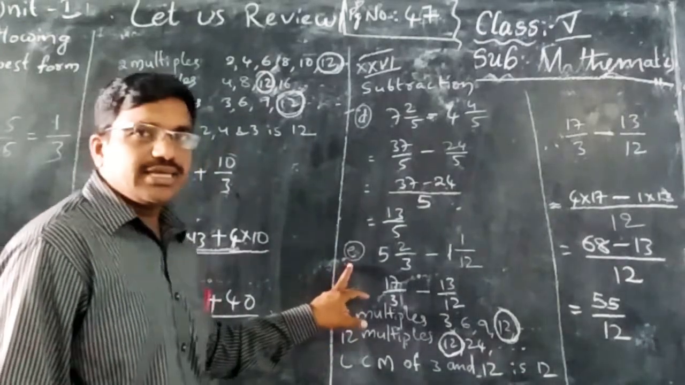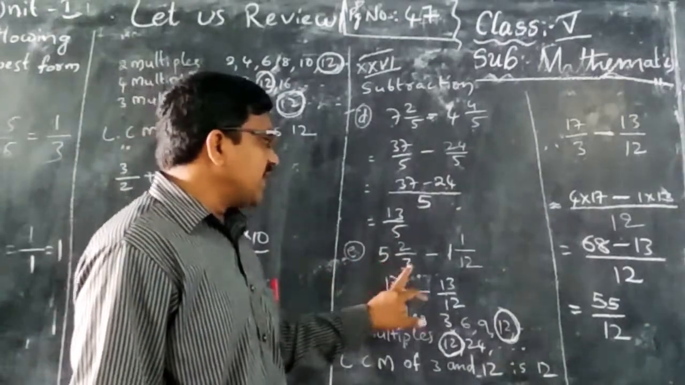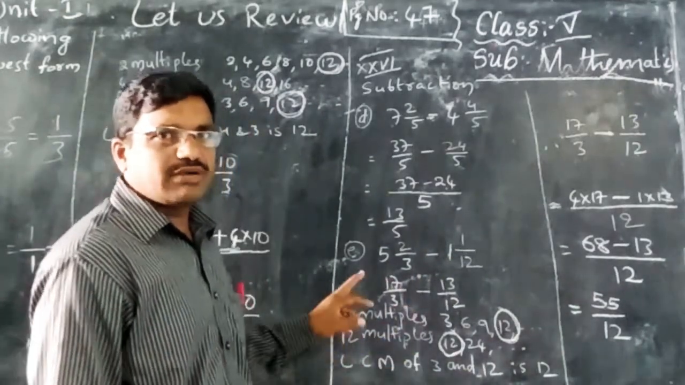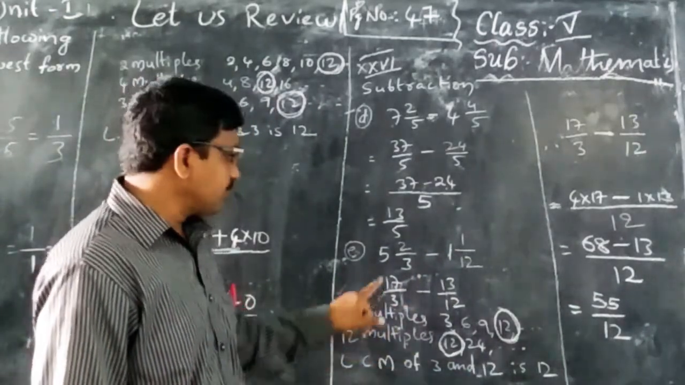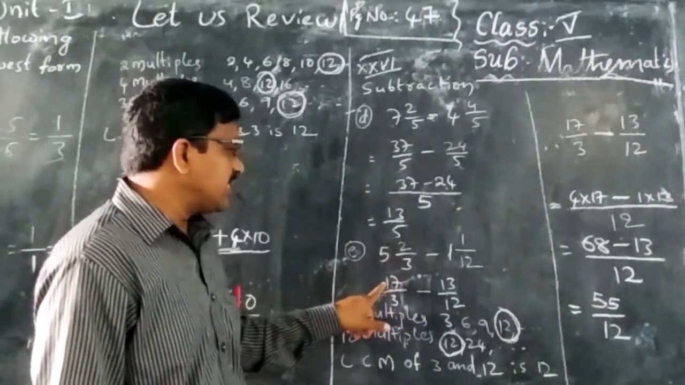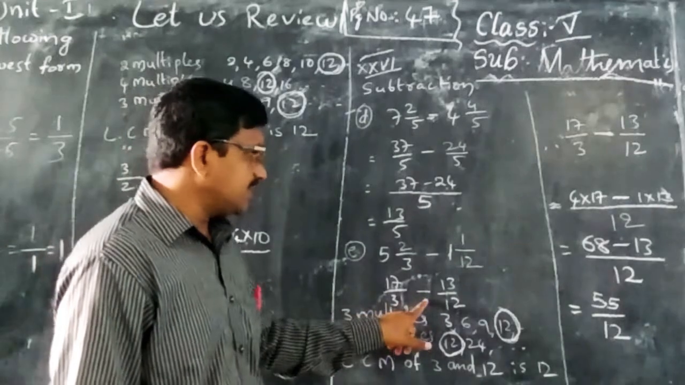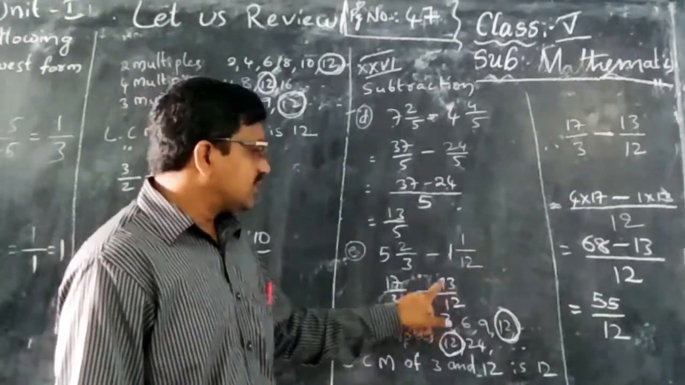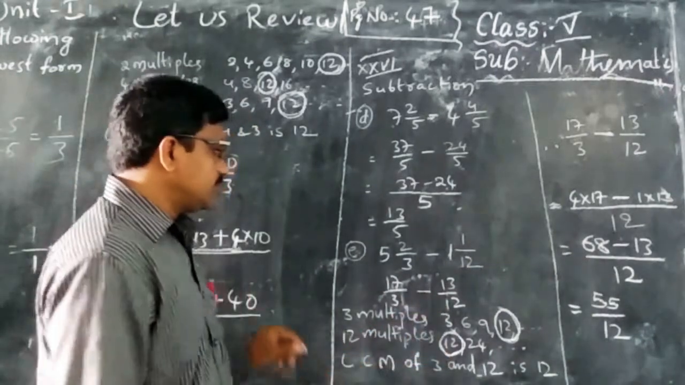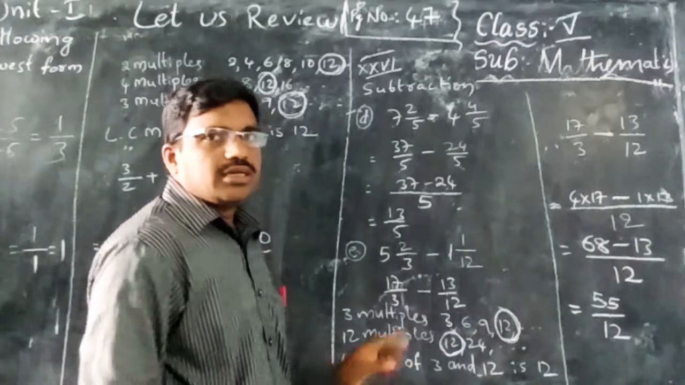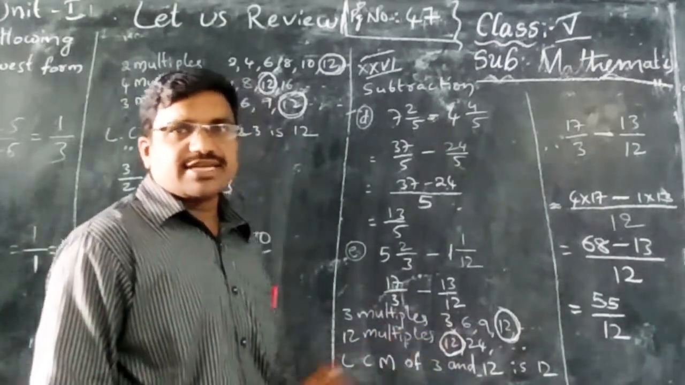Now come to the bit number E. 5 2 by 3 minus 1 1 by 12. There are some mixed fractions. I am converting the mixed fractions to fractions. 3 fives are 15 plus 2, 17 by 3, minus 1 1 by 12. 12 ones are 12 plus 1, 13 by 12. Now the denominator is 3 here and here it is 12. Now it is unlike fractions.